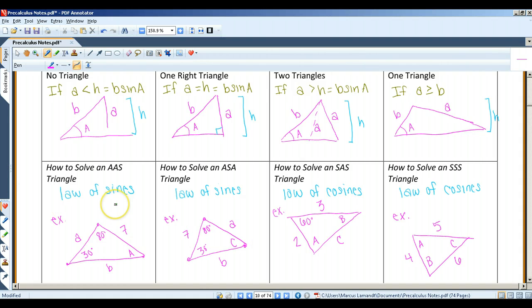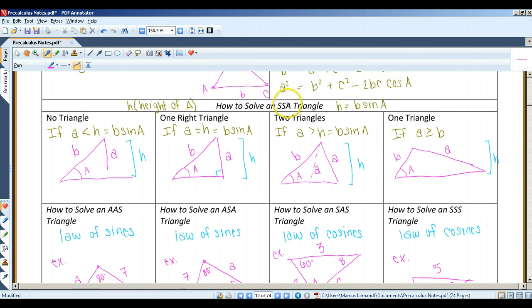Depending on what information you're given about a triangle, you're going to want to use either the law of sines or law of cosines. AAS, if you guys remember from geometry, this means you're given two angles and a side not in between those two angles. ASA means you're given two angles and the included side. SAS means you're given two sides and the included angle. And SSS means you're given all three sides.